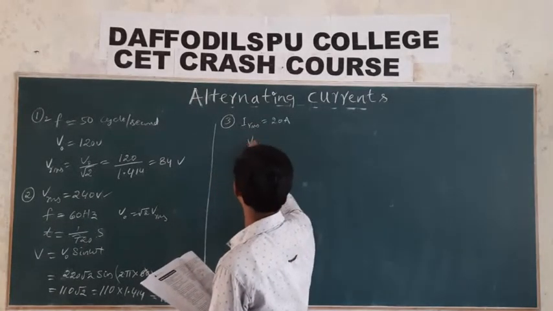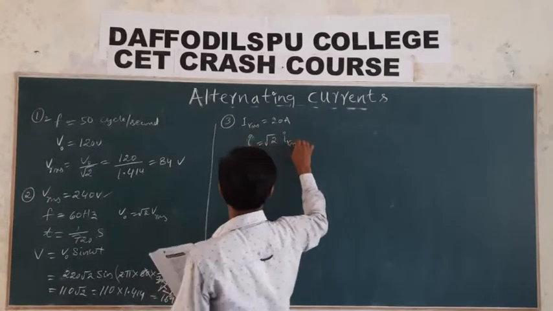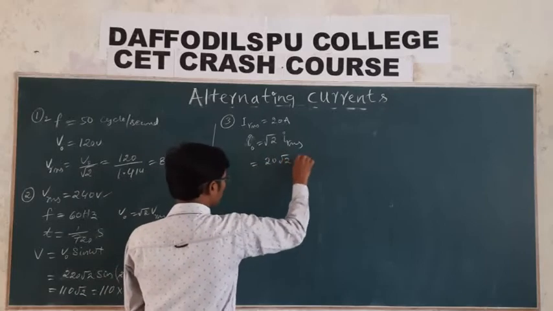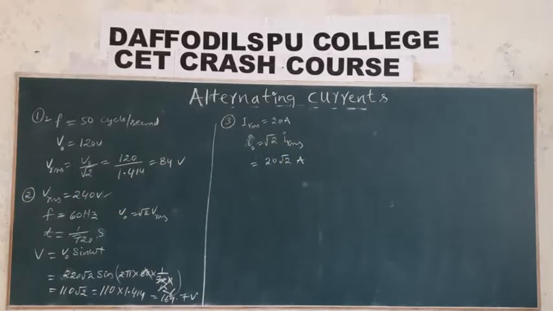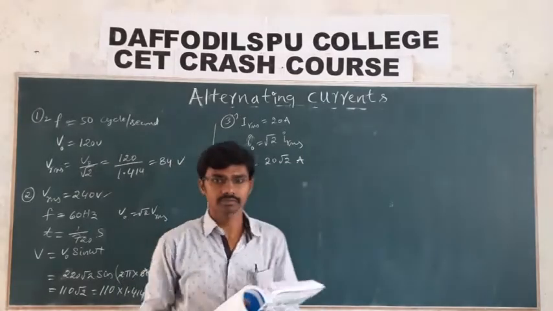So I0 is equal to what you know? Root 2 into I_RMS. That is equal to 20 root 2 ampere. Which is nothing but peak current equal to 20 root 2 ampere, which is the third option. Let us see the fourth one.